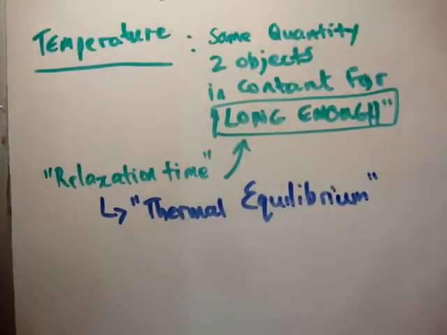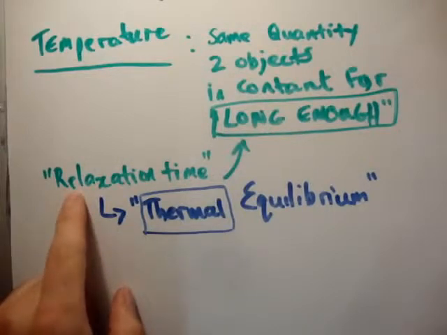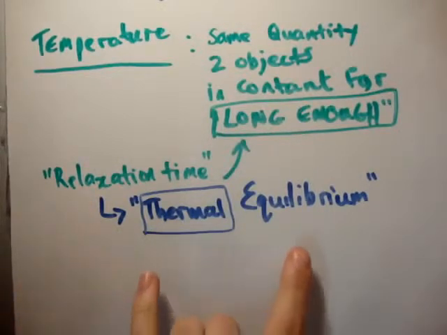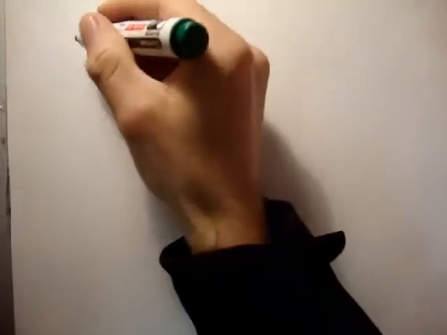Thermal equilibrium. Alright? So this is one of three types of equilibrium. We have thermal equilibrium, mechanical equilibrium, and diffusive equilibrium. So that's pretty much all we need to know about temperature for the moment. Temperature is the property of two objects which is the same when they have been in contact for the relaxation time and have therefore come to thermal equilibrium. Now while we're at it, I'd just like to show you that there are three types of equilibrium.